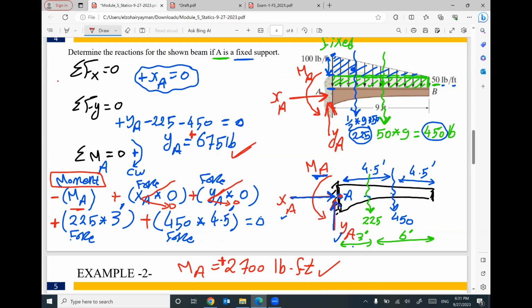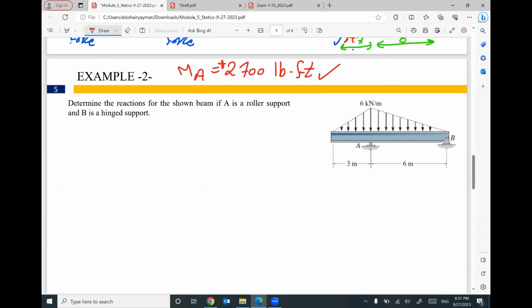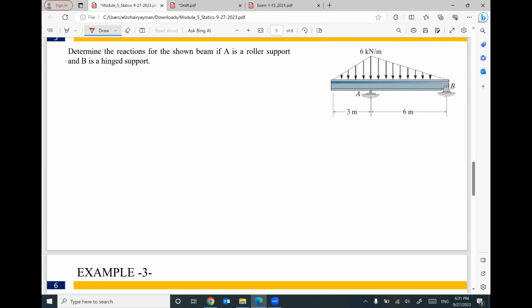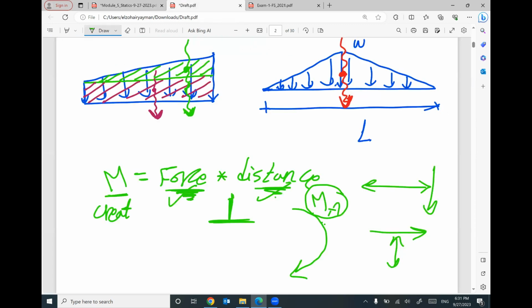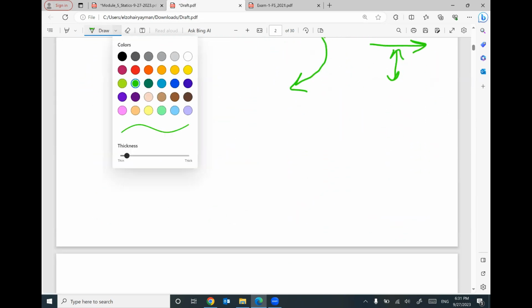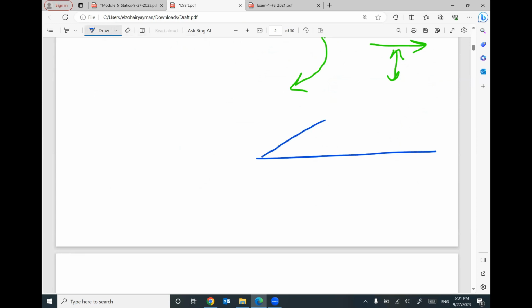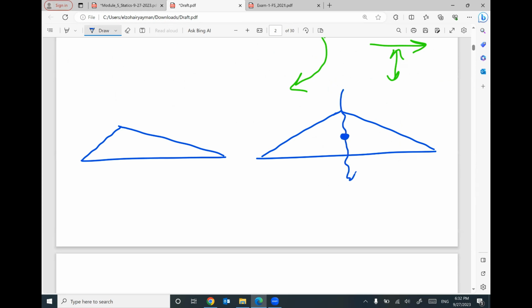Let me do another example. This one. We are given a triangle, but this triangle is not symmetric. Be careful, there is a big difference between a triangle that looks like this, which is symmetric, and another triangle which looks like this. This triangle, I can figure out the centroid, which is at the midpoint, so I can locate the equivalent. But this triangle, I cannot figure out where the centroid is.